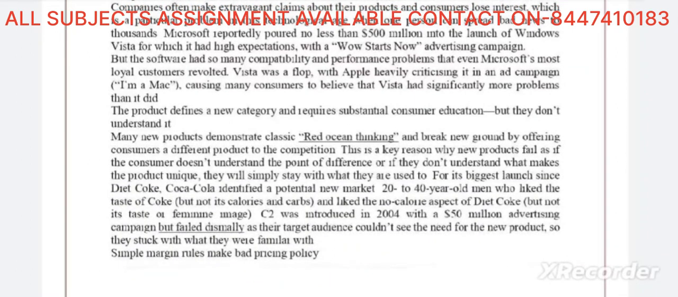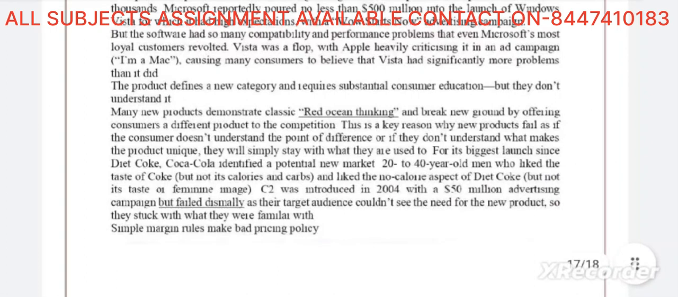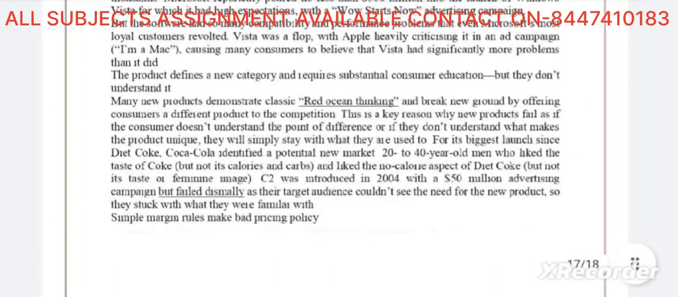The product defines a new strategy and requires substantial consumer education, but they don't understand it. Many new products demonstrate classic red ocean thinking, or break new ground by offering consumers a different product to the competition. This is a key reason why new products fail, as if the consumer does not understand the point of difference, or what makes the product unique, they will simply stay with what they are used to.